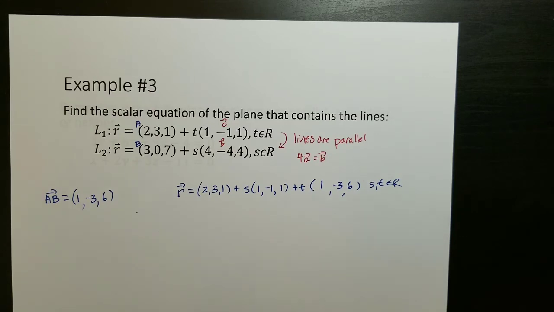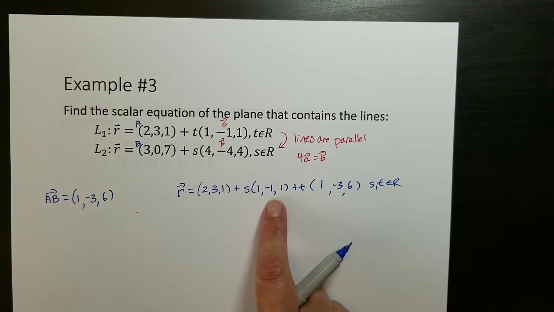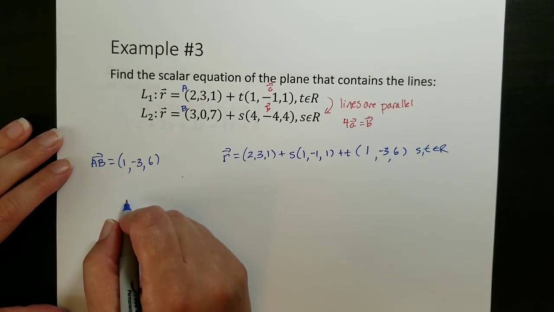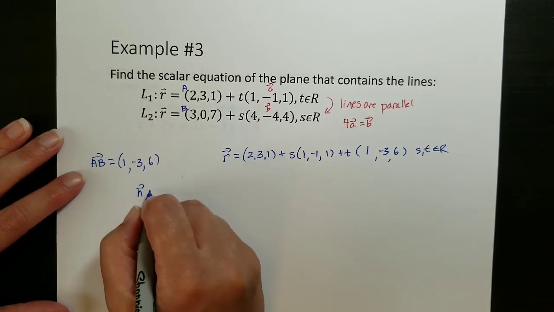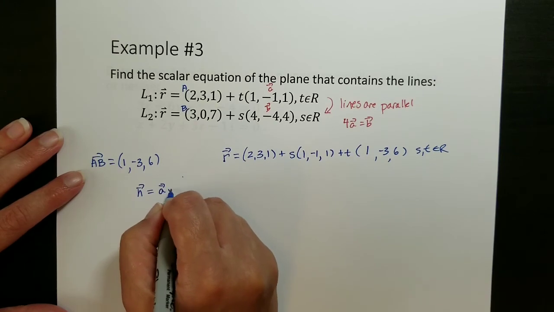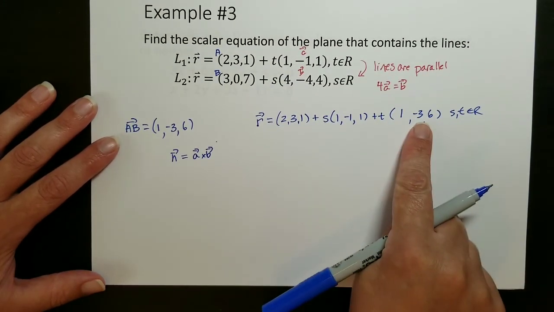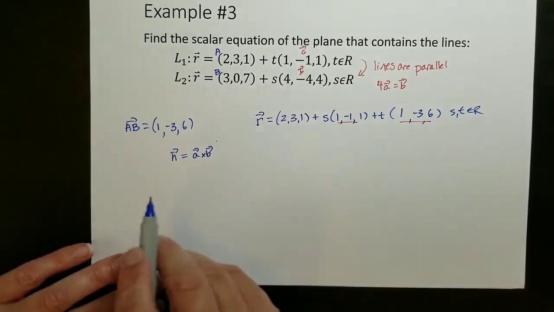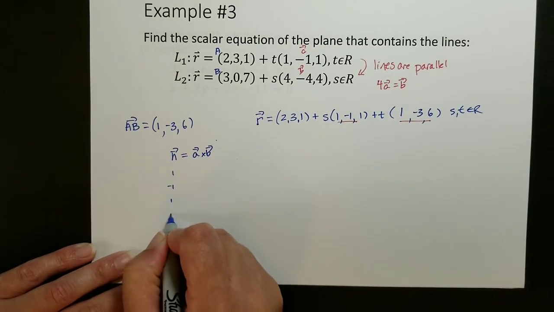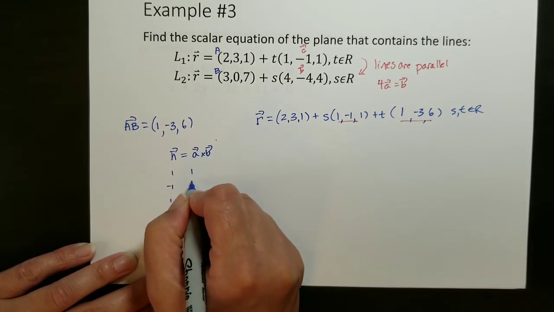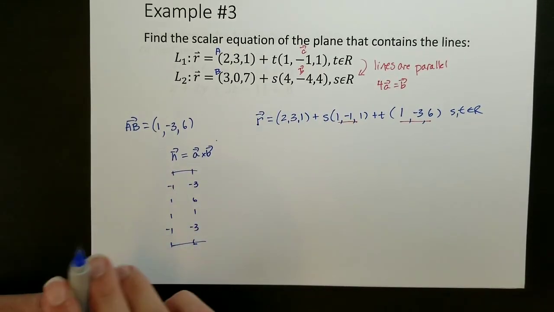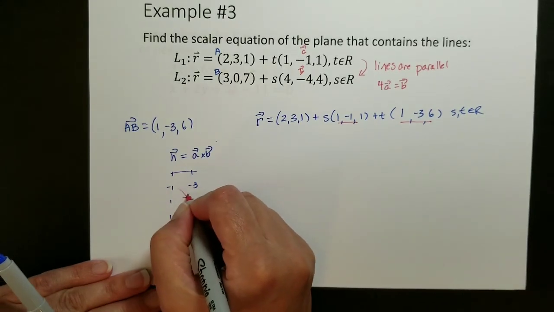So now, to find the scalar equation of this plane, we need to do the cross product of the two direction vectors. So to find the normal, it would be the cross product of my two direction vectors here and here. So again, writing those out, negative 3 and 6, 1, negative 3 and 6, and then multiplying down and up and subtracting.